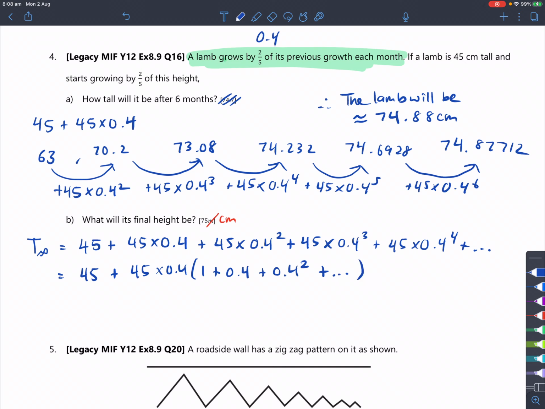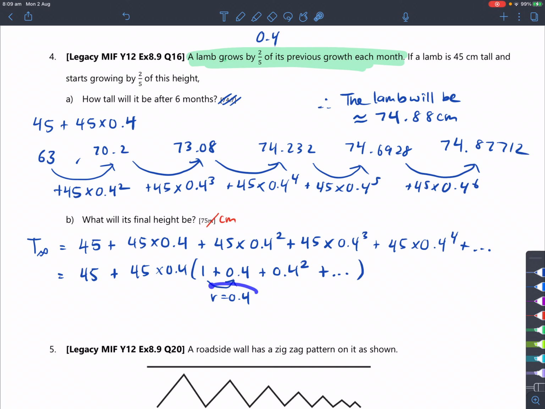All right. Now, the reason why I wrote T infinity, T is basically the height of this lamb. Infinity just means that these are just going to keep on going. So we're going to assume that this lamb will keep on growing, but in very, very small increments as time reaches infinity. And you can see that because once we factorize this out, look at this series here. What kind of geometric progression is this? We can see that the ratio here is 0.4.